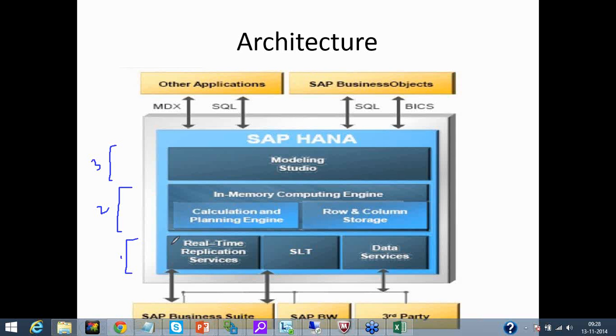In the first section, which is called the data provisioning layer, you are trying to bring in data from different sources. It could be BW, it could be ECC system, it could be database, web services, anything.